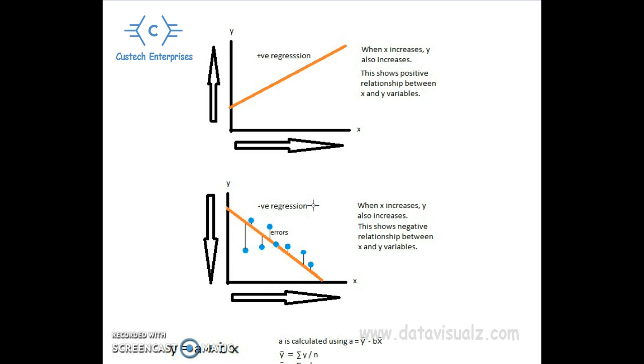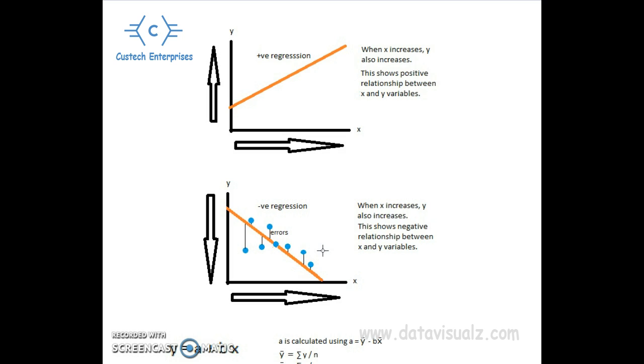In regression analysis, we try to make a function that predicts to what extent one variable would affect the other variable. Here you can see the lines are straight lines, so that shows it's a linear regression model, the linear regression analysis that we are talking about.